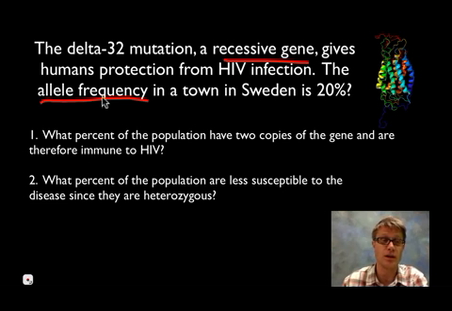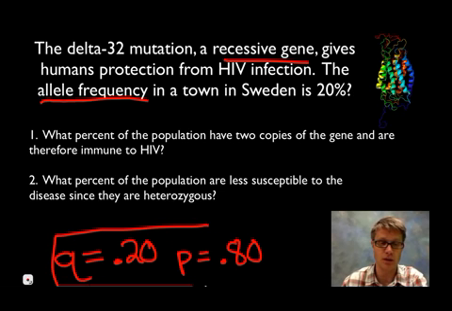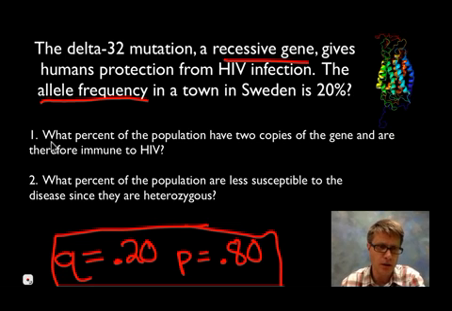Okay, so what have they told me? I know right away that they've told me Q. In this case, they're telling me that Q equals 0.20. I say P equals 0.8. And we know that immediately right away. And so now I, again, smile to myself because I can solve any problem they ask me. Okay, so let's look at this one.